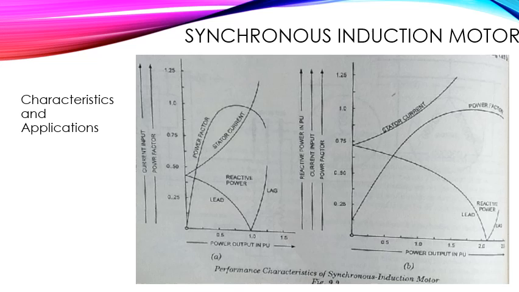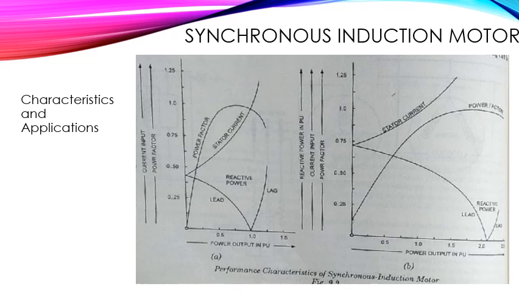The typical curves of stator current, reactive power and power factor against active power output for a machine excited to unity power factor on rated active power output are shown in figure A, and in figure B it shows the same quantities for a motor with a strong excitation. So the strongly excited motor has a large overload capacity, but over the range of normal load its power factor is reduced and electrical loss is increased.